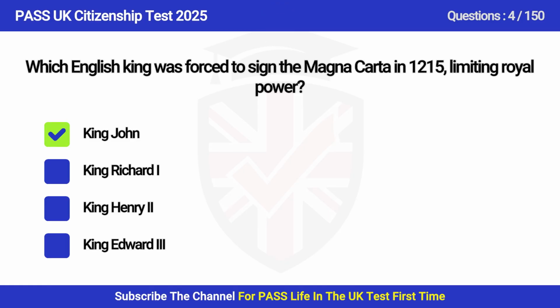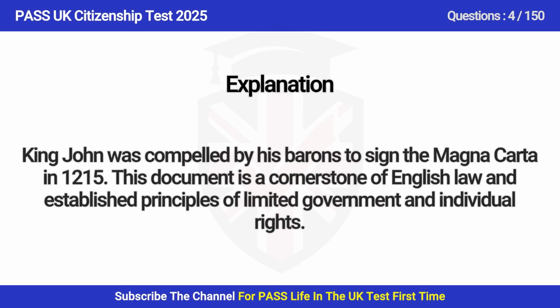Answer is A. King John. King John was compelled by his barons to sign the Magna Carta in 1215. This document is a cornerstone of English law and established principles of limited government and individual rights.